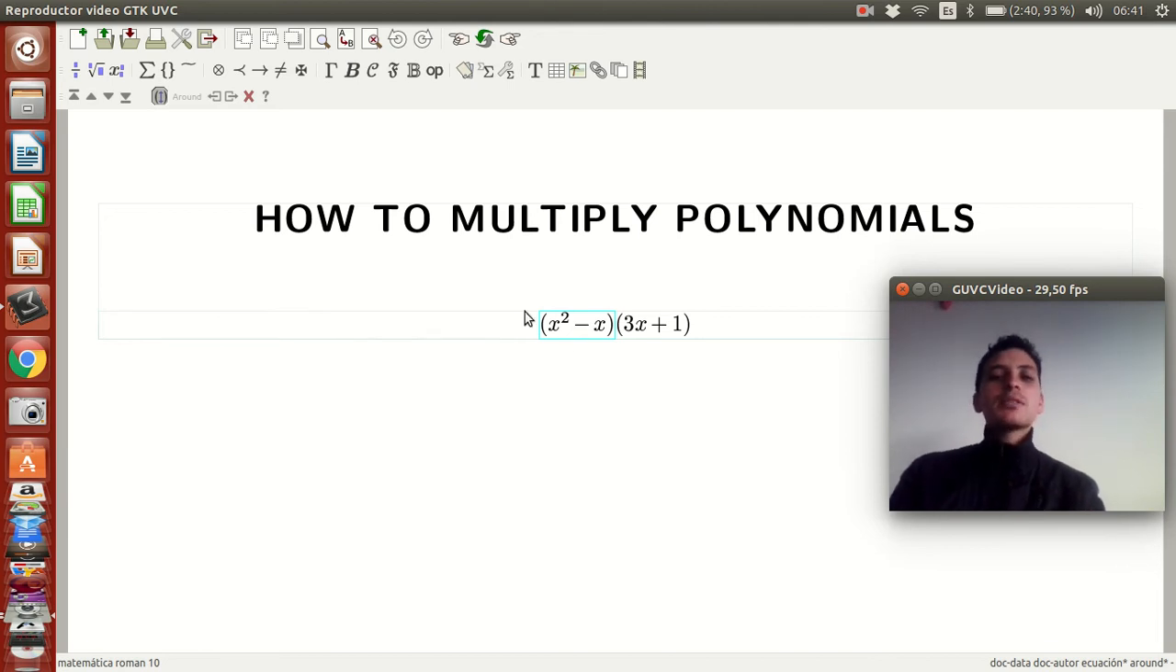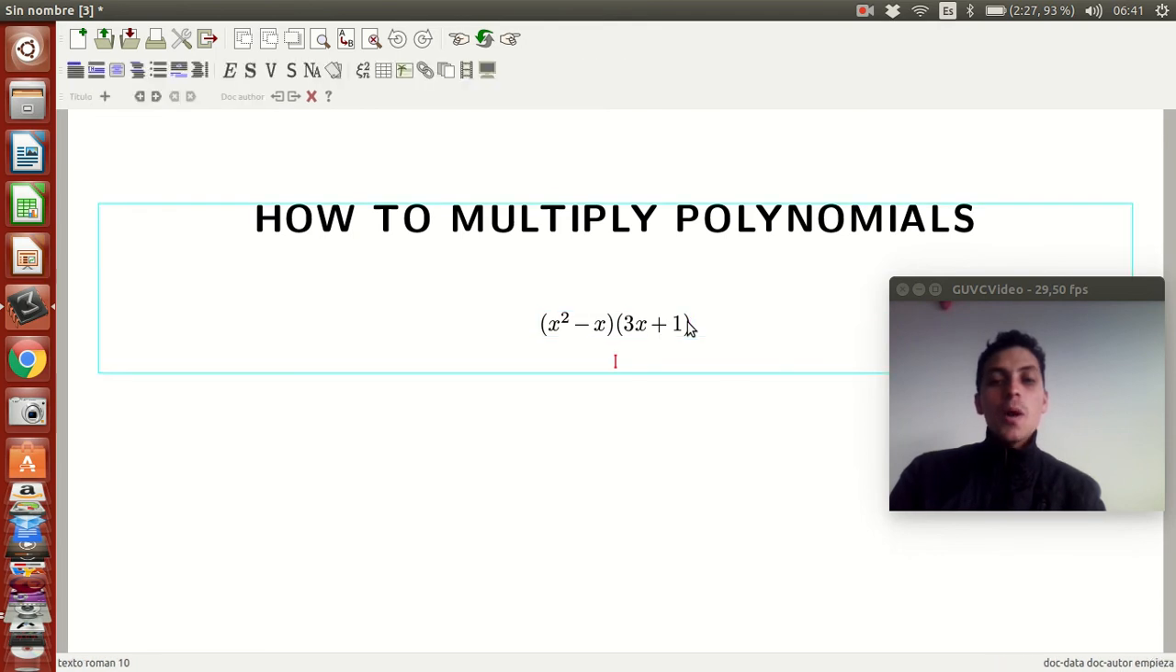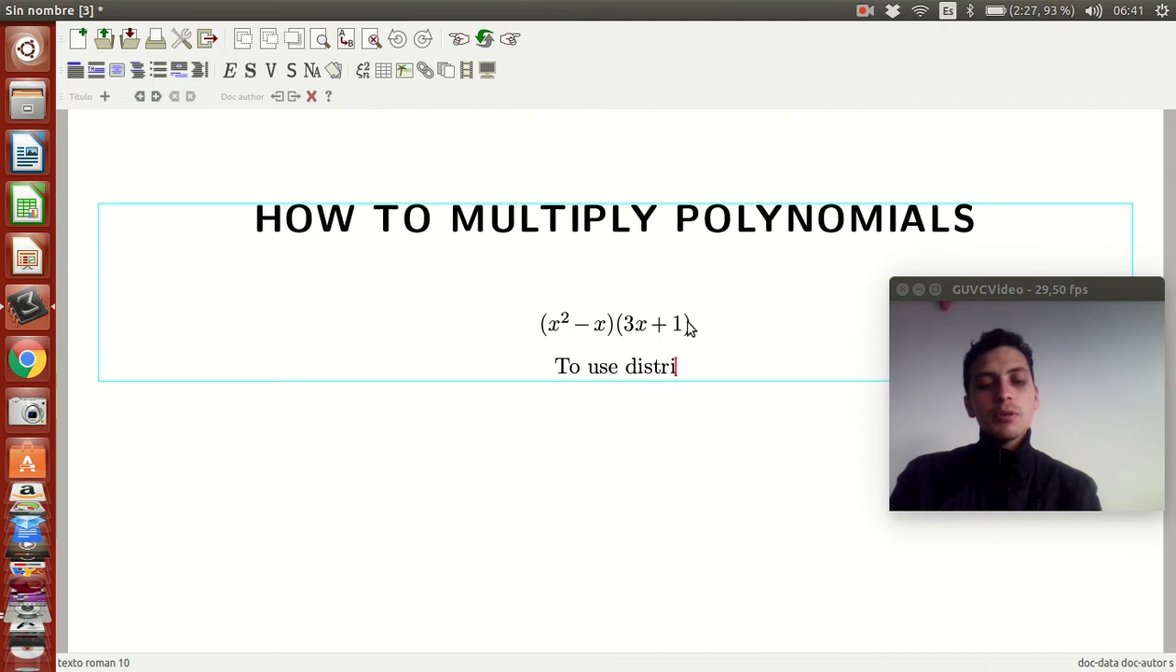And the first step is to have two polynomials. In this case, I'm going to show you with binomials, but the method I'm going to show you works for monomial, polynomial, works for trinomial, binomial, works for any pair of polynomials. And finally, I'm going to show you how to multiply binomials. Now, the key fact to multiply two polynomials is to use distributive property.